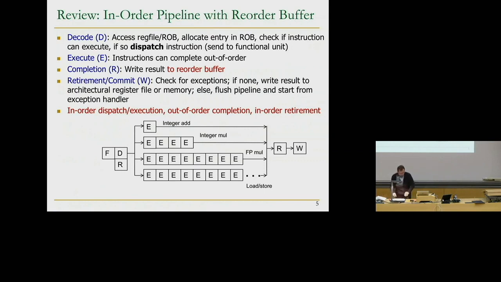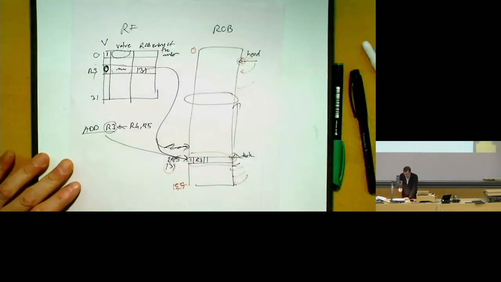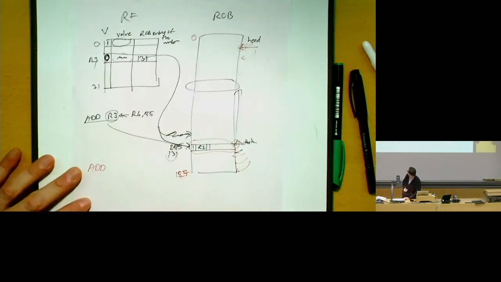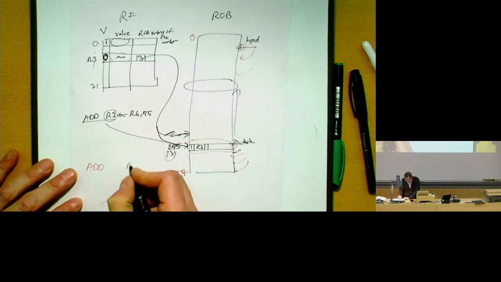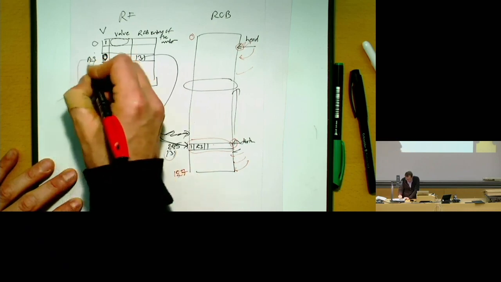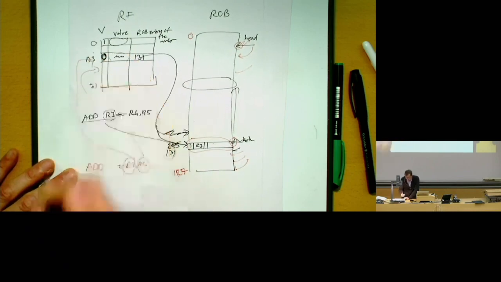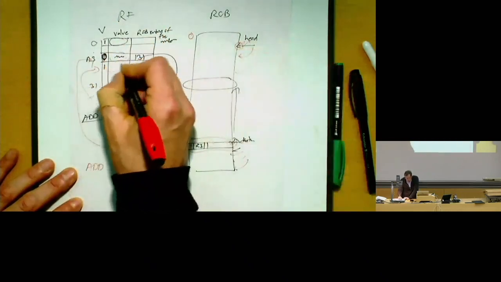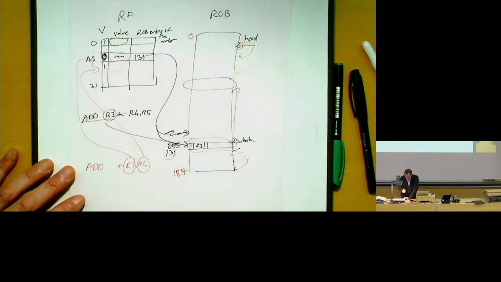So let me actually switch over here again very quickly. We're going to see more of this soon when we talk about out-of-order execution, but I want you to get this very clearly. Let's assume that you're decoding an instruction that reads R3 and R4. What you need to do is first figure out where R3 and R4 are. Now, if both of them are valid in the register file, it's easy. You get the value, right? That's it. And then you can execute.